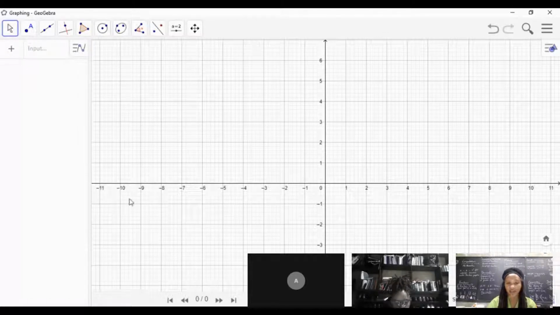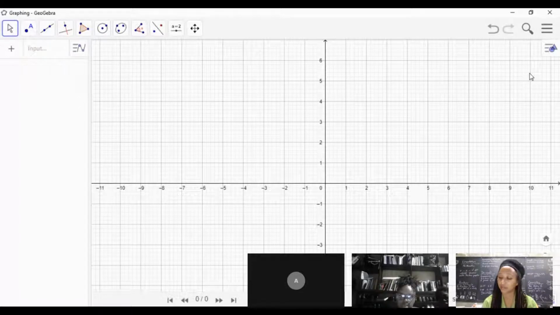Are you seeing the graph, guys, on the screen? You seeing the coordinate plane? Yes, miss. All right, so that's good.